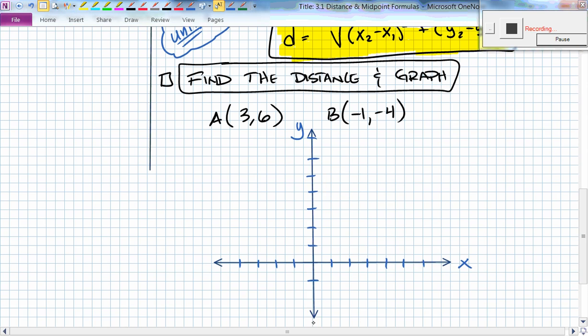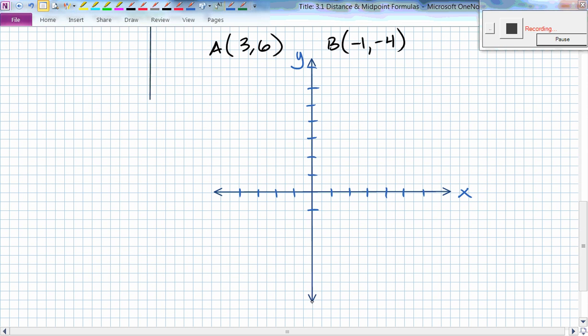Alright, I gotta extend this down a little bit. There we go. So let's put point A on the graph here, 3, 6. Point A is going to be 1, 2, 3, then 1, 2, 3, 4, 5, 6. Is this the right spot? Everybody check me out. Is that the right spot?